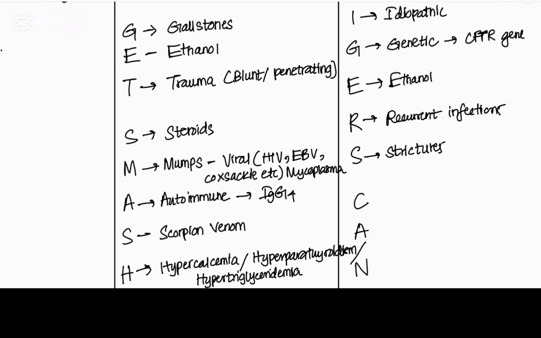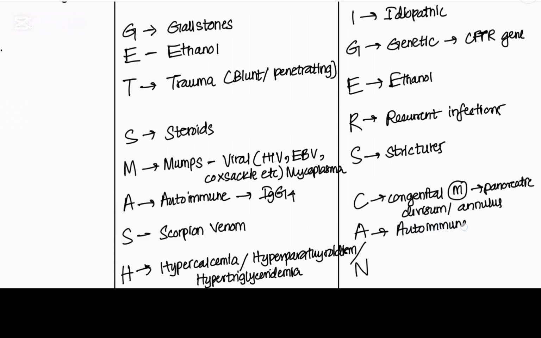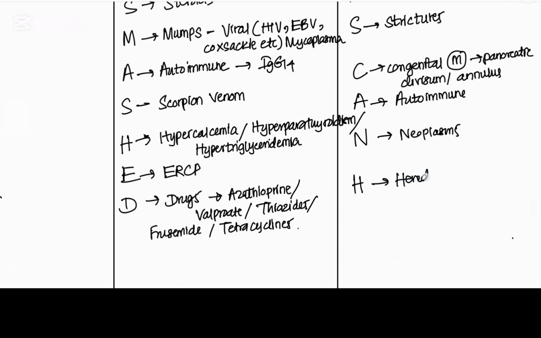S, strictures. And then C, congenital anomalies like pancreatic annulus and pancreas divisum, which cause blockage of the pancreatic duct. A, autoimmune again, and N, neoplasm like adenocarcinoma causing blockage of the duct. H, hereditary. So now we'll look into the clinical presentation.